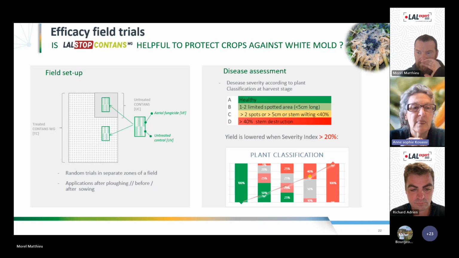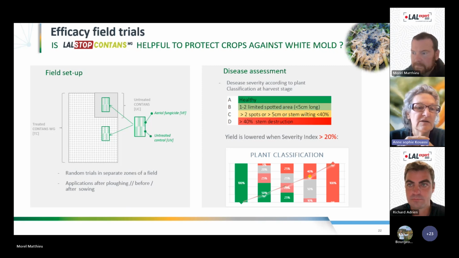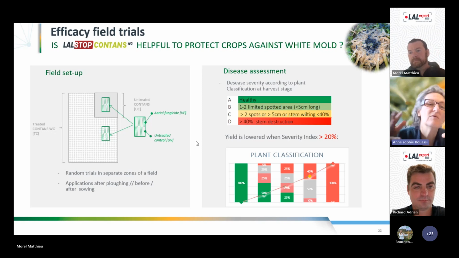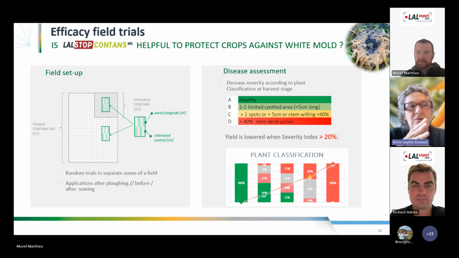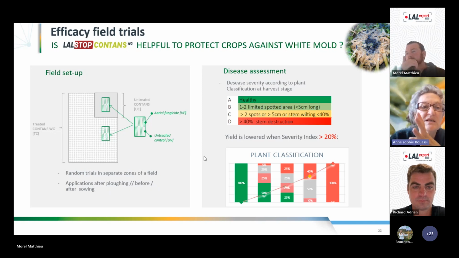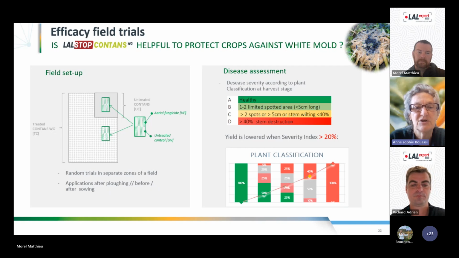And on the left, you can see the setup in the fields that we had for every trial. So we have big plots, two plots in one field. We separate the big zone, which is the treated Contans zone, and a smaller zone, which is the control zone with no Contans. And inside both, we put the same microplot trials with untreated controls, with fungicides in vegetation or without. Only these microplots were randomized.